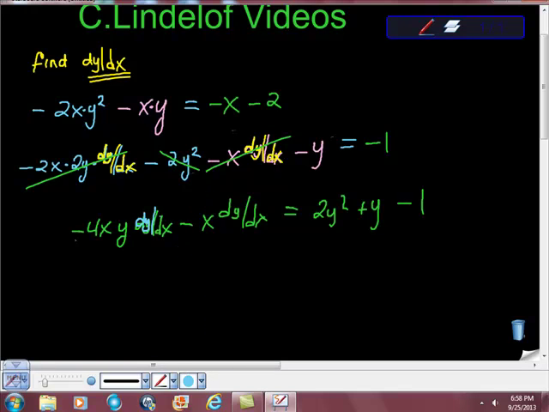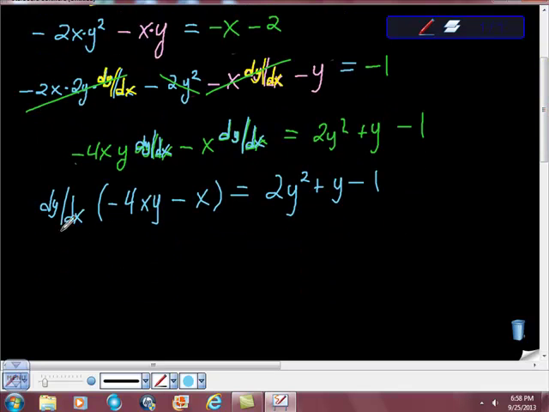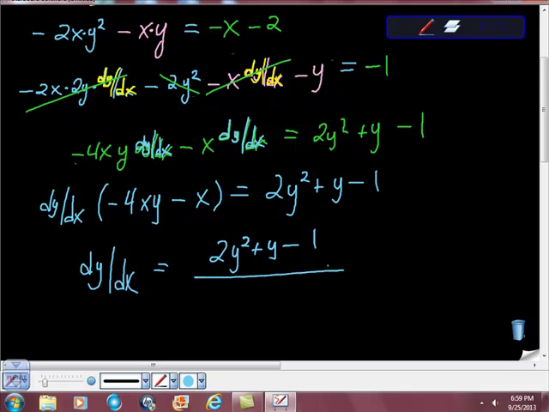We're almost there. So here's my dy/dx that I've been looking for, right? Remember that that's what we've been asked to find. So I'm going to factor out dy/dx. So here's dy/dx times negative 4xy minus x is equal to everything on the right-hand side. And lastly, I'm going to divide both sides by this, leaving myself with just dy/dx. So I'm going to end up with dy/dx equal to 2y squared plus y minus 1 all over 4xy plus x.